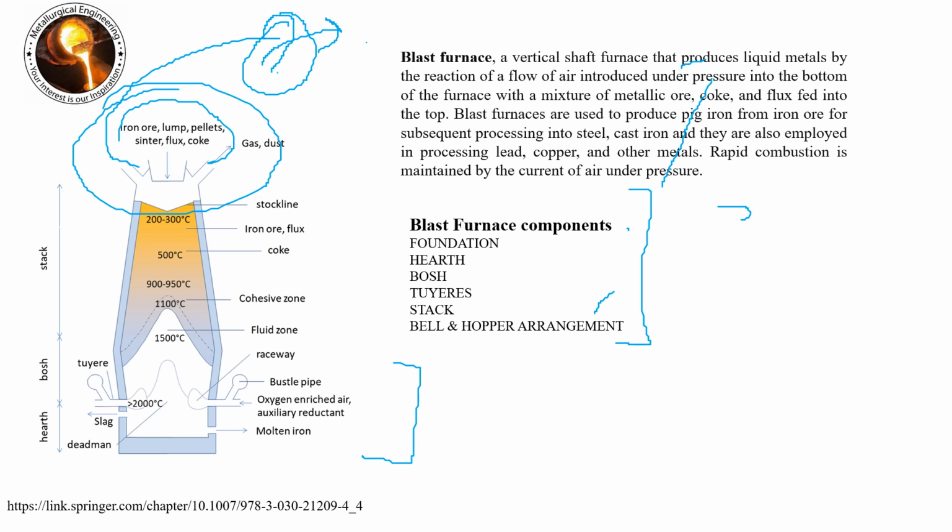And above that here is the hearth, H-E-A-R-T-H. Not heart, hearth. So, what exactly is the hearth? The hearth is the region of the blast furnace where the melting of the iron ore takes place, and the molten metal along with the liquid slag is collected.